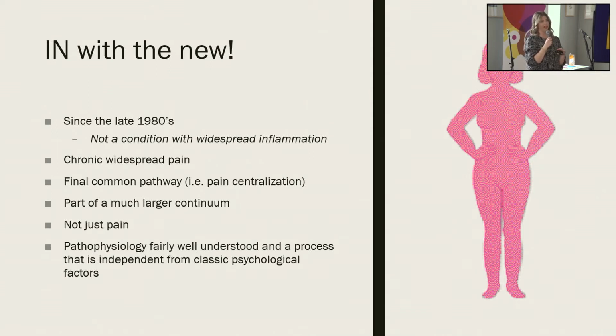The criteria that came out in 2011 and were then revised in 2016 have thrown out the tender point exam, and it solely relies on a self-report survey that consists of patients checking boxes, and we'll go over this in just a second. But understand that this is not a yes or no disorder. It is a spectrum of pain, hyperalgesia, which means increased pain to painful stimuli, and allodynia, which is our term for pain to non-painful stimuli, and that continuum changes for patients.